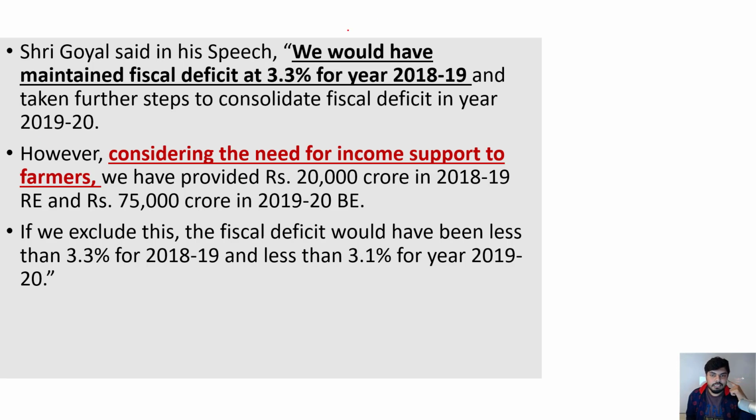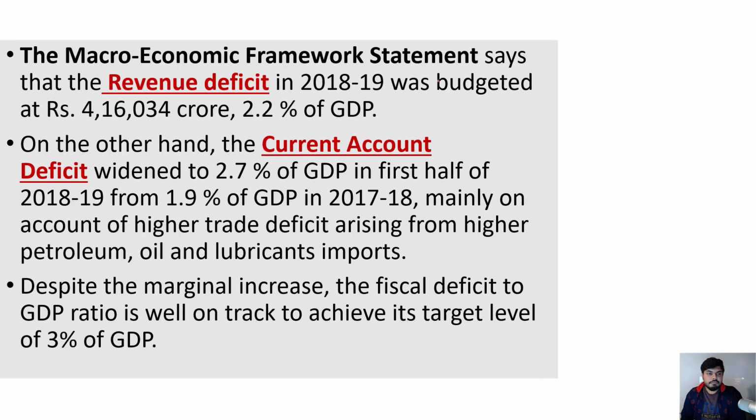Now you see, we would have maintained the fiscal deficit at 3.3% for the year 18-19 and 3.1% for 19-20. Okay, this is the data that I discussed. Next, the macroeconomic framework statement. When we talk about the agricultural sector, the banking sector, the industrial sector, these are macro areas of the economy. So the macroeconomic framework statement is for the bigger sectors.